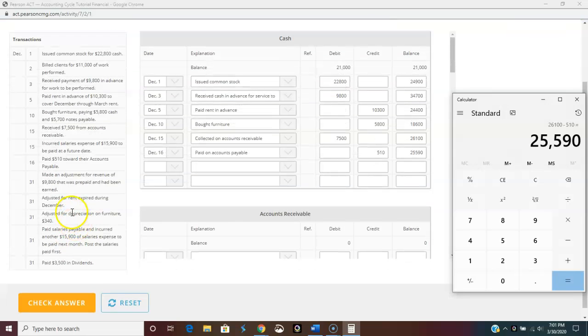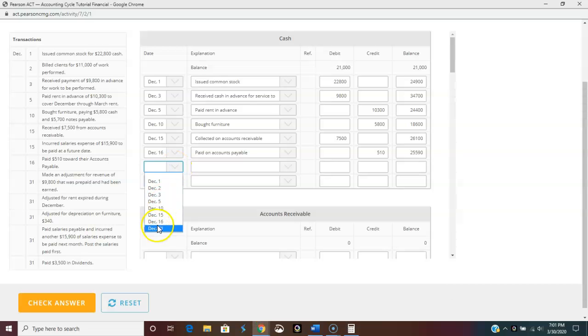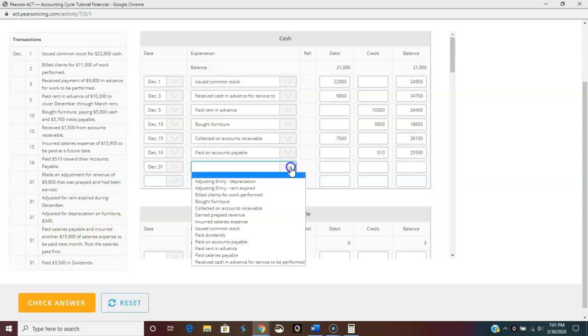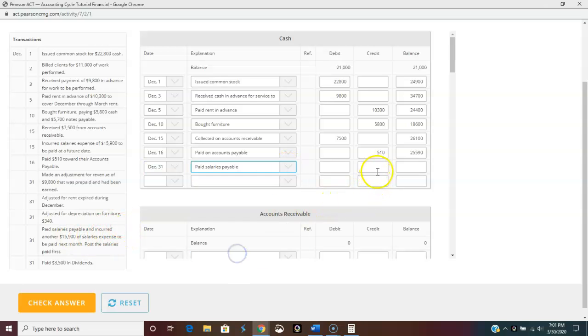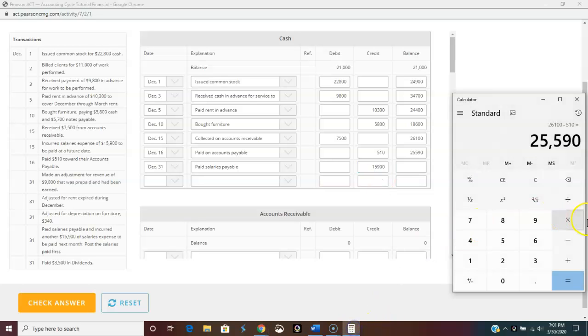Nothing there, nothing there, nothing there. Paid salaries payable and incurred another 15.9 of salaries expense to be paid next month. That was 15.9. Did I miss that? Incurred to be paid. Okay, so now we're paying it. So this is December 31st. We're paying it. Paid salaries payable of 15.9. So we're going to subtract 15.9.